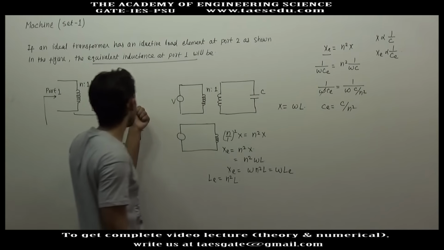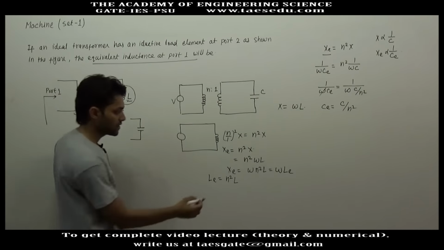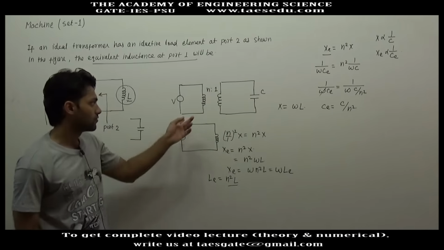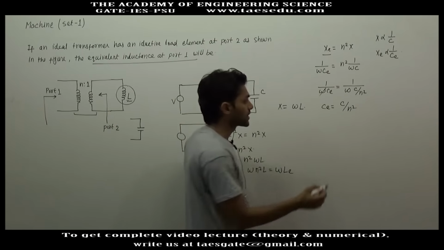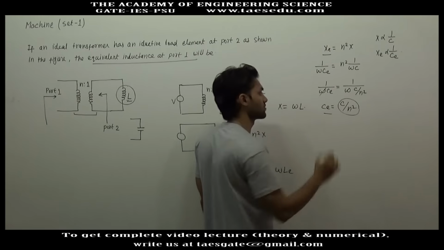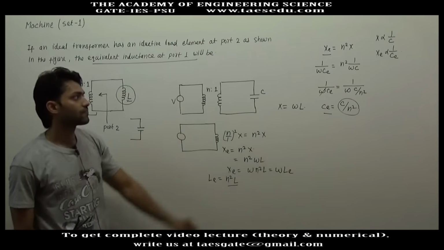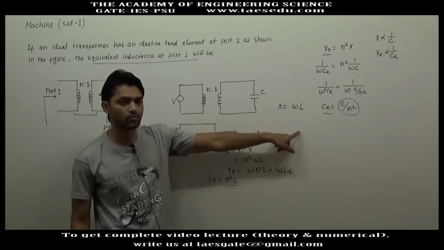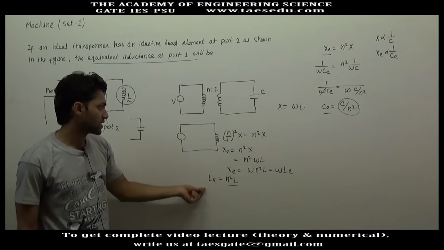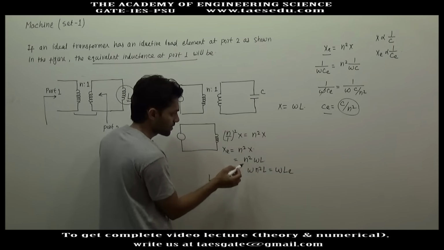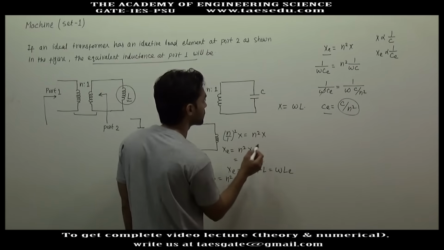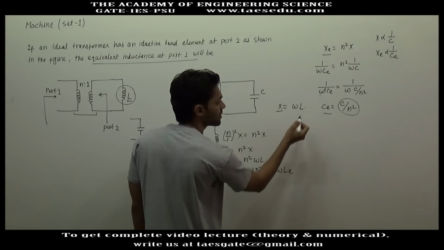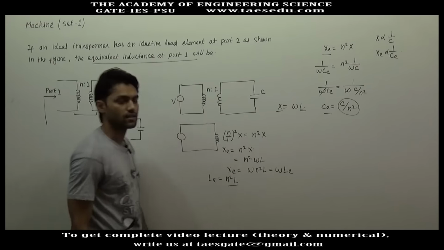So if you have an inductance here, equivalent inductance will be n square times. But if you have a capacitance here, equivalent capacitance will be divided by n square. The reason is the reactance is inversely proportional to C. But in case of inductance, reactance is directly proportional to inductance.